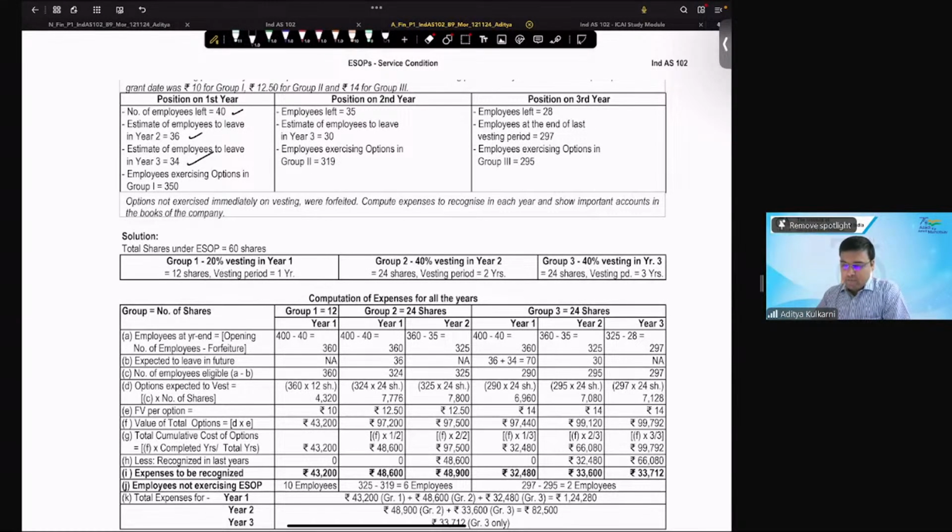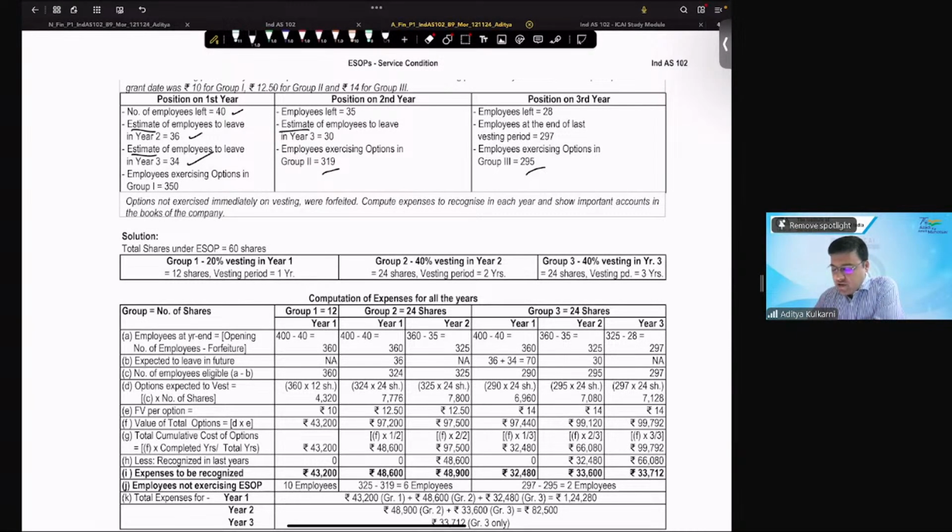Employees exercising options in group 1 is 350. Position in the second year, 35 employees left. Employees to leave in year 3 estimate is 30, and employees exercising group 2 options is 319. In year 3, 28 employees left. Employees at the end of last vesting period, 297. Employees exercising options in group 2, 295. Options not exercised immediately on vesting were forfeited.